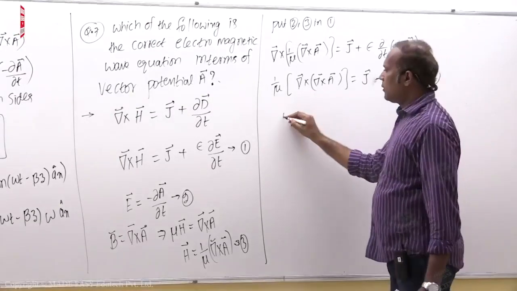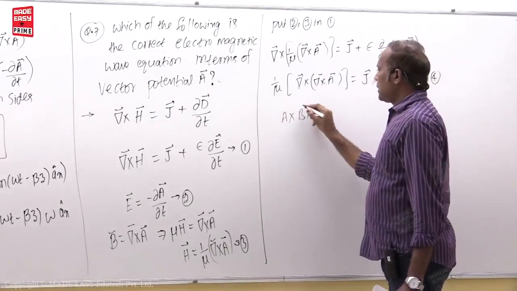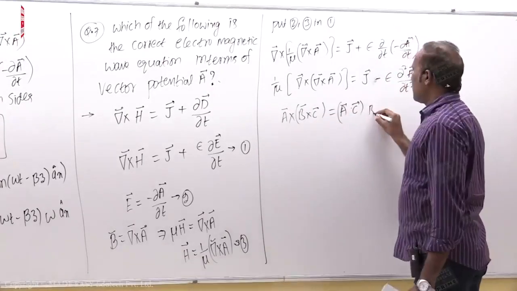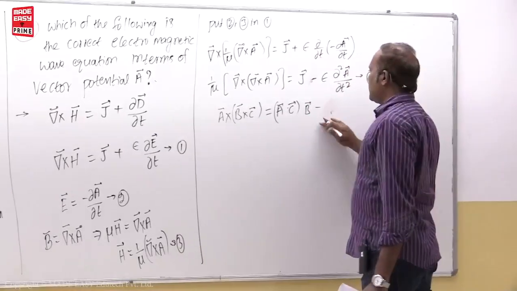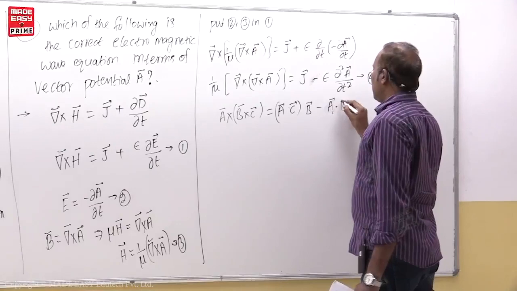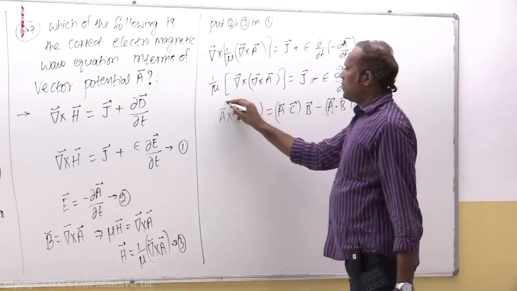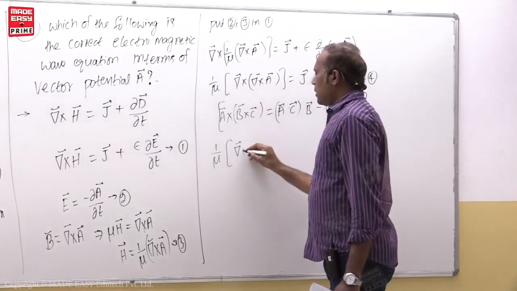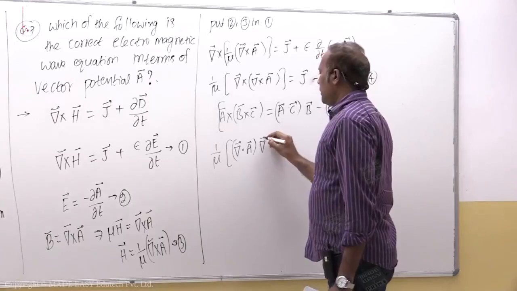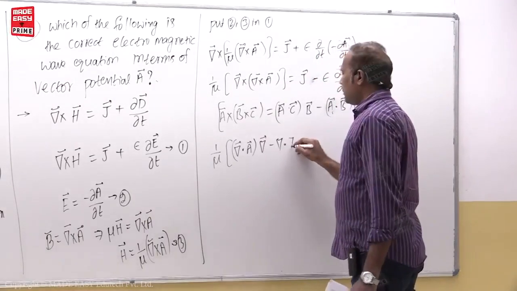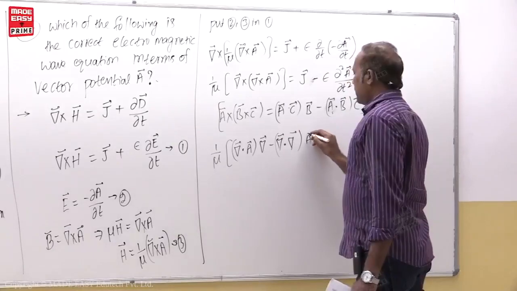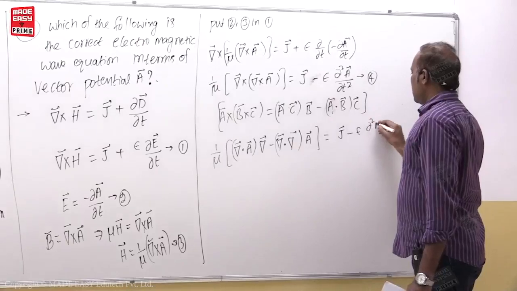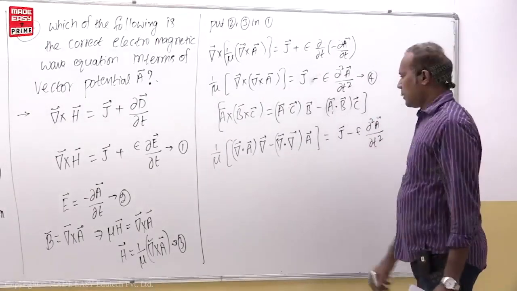Let us expand this. Already you know this. A bar cross B bar cross C bar expansion is A bar dot C bar of B bar minus A bar dot B bar of C bar. According to this, if you expand this one, then 1 by mu, del bar dot A bar of del minus del dot del of A bar is equal to J bar minus epsilon dou square A bar divided by dou t square.